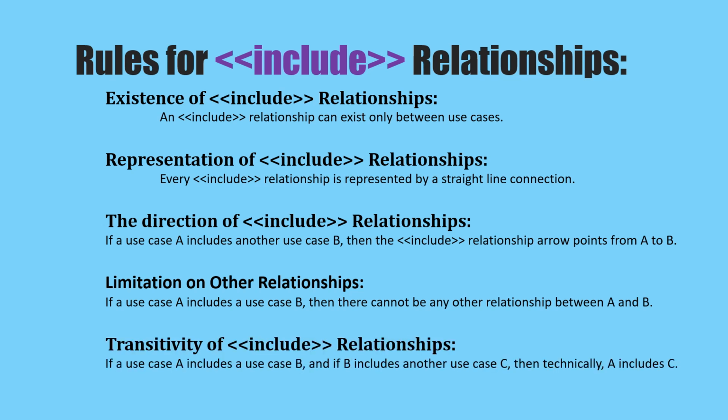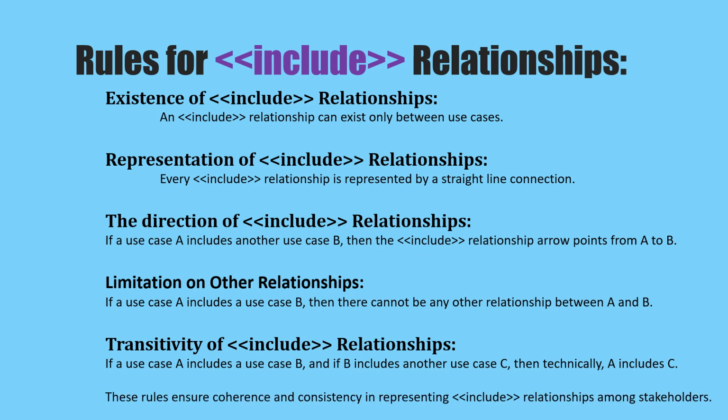Transitivity of include relationship: if a use case A includes a use case B, and if B includes another use case C, then A technically includes C. However, the connection between A and C is not shown in the diagram. These rules ensure coherency and consistency in representing include relationships within a use case diagram, facilitating effective communication and understanding among stakeholders.